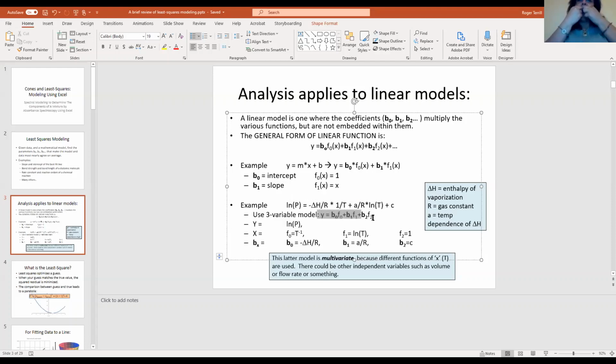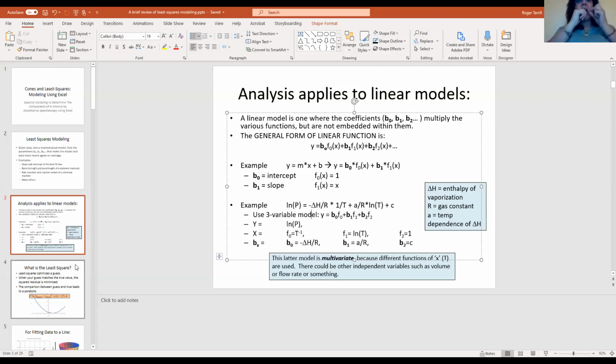And this model is simply this model. There's no difference from the perspective of the least squares. If you have log p as just y, then delta H over R times 1 over T is just B0 times F0. And B0 will just come out as a number, and you can calculate delta H by multiplying B0 by R, or by minus R. So that's how you'll find these numbers.